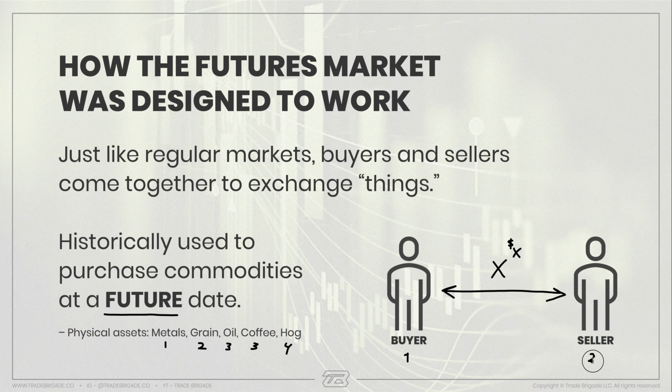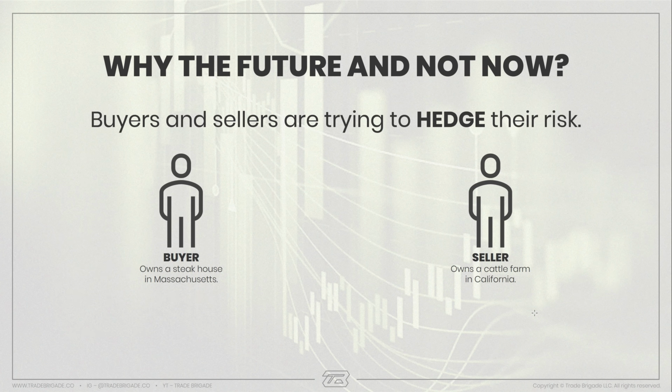And the seller is also obligated to fulfill the deal. So the buyer needs to put up the money, and the seller needs to put up the product or commodity that was agreed upon for the exchange. So that's the key difference between futures and options. If we dig into this a little bit more, why is this exchange happening in the future and not right now? Well, remember that this market was established a long time ago.